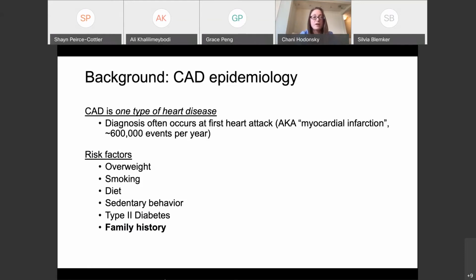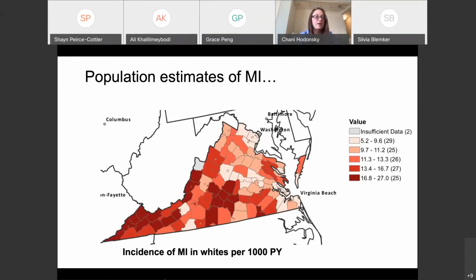Known risk factors for CAD include overweight, smoking, diet, sedentary behavior as opposed to high physical activity, type 2 diabetes, and family history, which of course becomes more important when we begin to think about the genetic context of this disease. But first, a bit of background epidemiology.